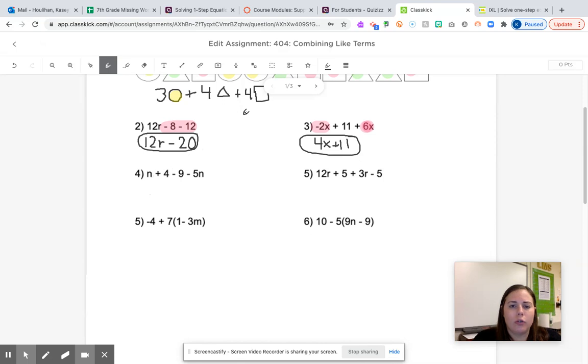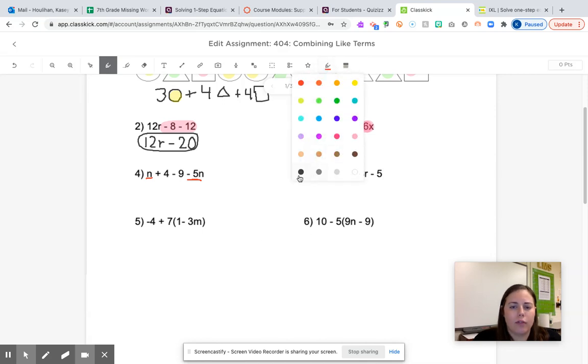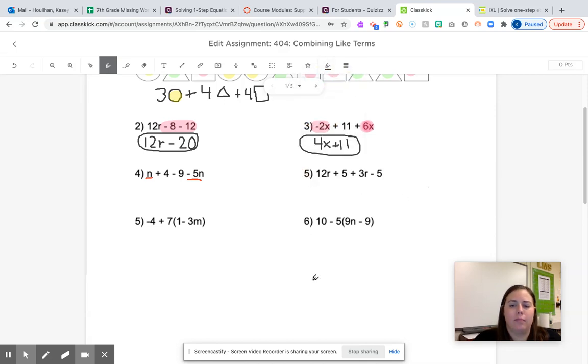Now, you have two different like terms. You have your n's, and then you don't have your n's. Okay, you can highlight them if that helps you. You can rewrite them if that helps you. All right, but you all need to get those 4 and 5 done.